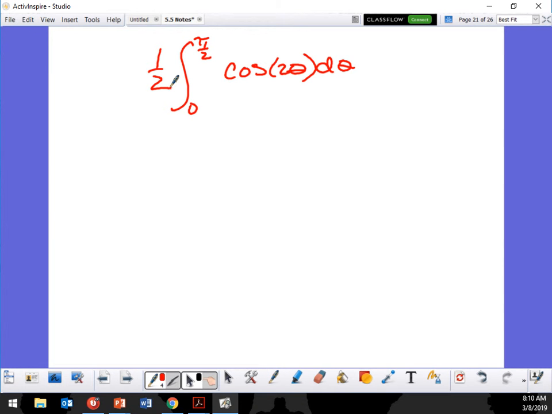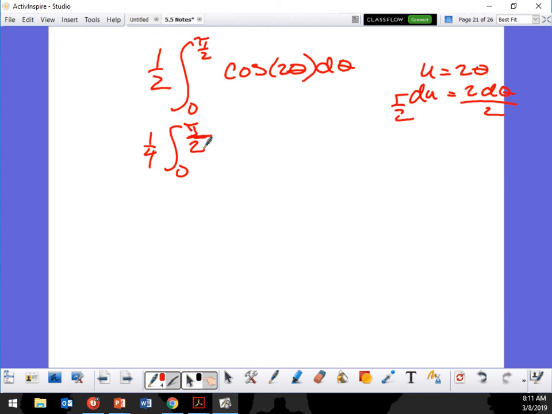Okay, so let's redo this. Let's just not sub the bounds. So I'm saying u is 2 theta, du is going to be 2 d theta, so we get 1/2, right? So right here, I'm still 1/4, right? The integration from 0 to pi over 2 of cosine of u du. So I'm not subbing the bounds. So that's going to be sine, right? 1/4.